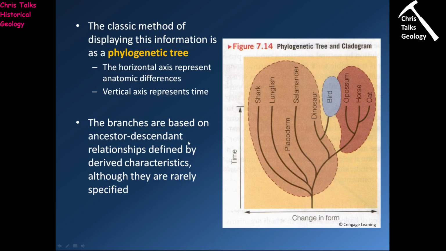So the branches of this diagram are based on ancestor-descendant relationships, which essentially are based on derived characteristics. But the thing you'll notice is they don't actually stipulate what the derived characteristic is. And so, for instance, if we look at a couple of clades here, so we have dinosaurs and birds. Now, when we look at dinosaurs and birds, they're obviously rather different looking. However, there are some similarities. They do have the same derived characteristics.